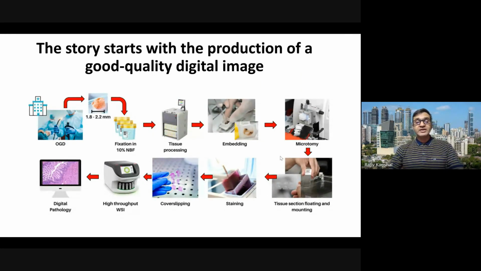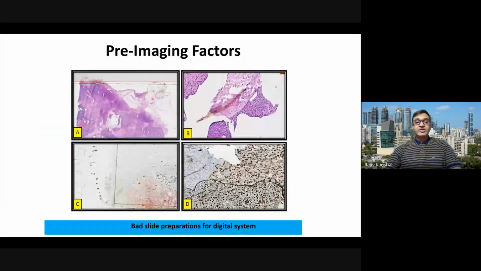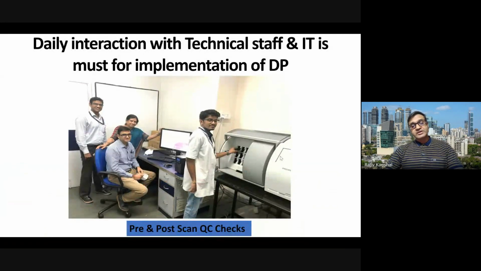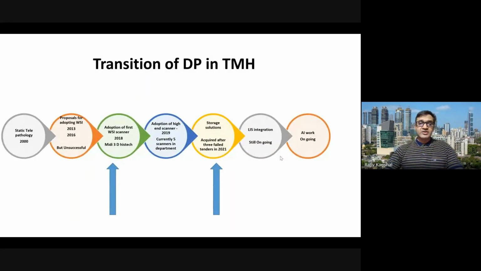But you have to keep in mind, if we have to use it subsequently, that will depend on the good quality of the digital images. And for that we have to pay attention to the pre-imaging factors. Unless you pay attention to the pre-imaging factors, like bubbles or some artifacts in the tissue preparations, and talk to your laboratory people on a regular basis, you will not improve the quality of your digital images. Our journey of establishing a digital pathology solution in TMH took a long time.